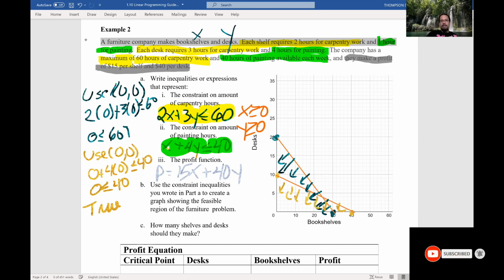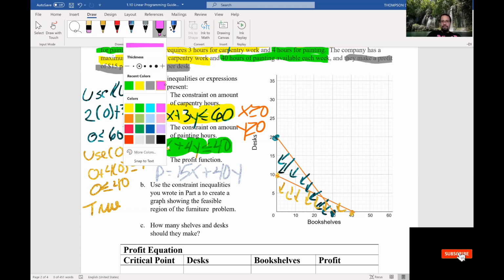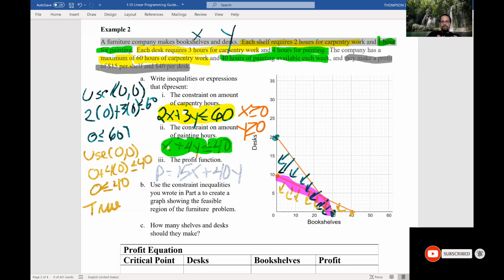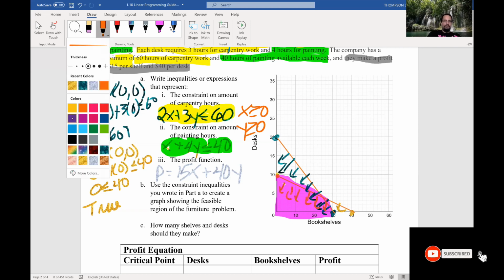The section you want to shade is the section that has both ocean and gold. So I'll highlight it first. We'll use that pink. And now we're ready to actually solve the problem.